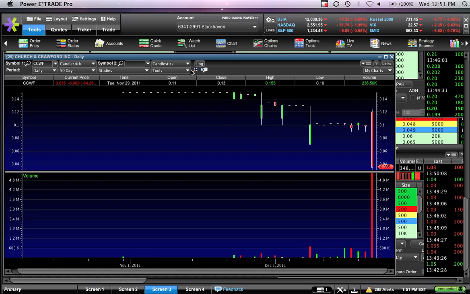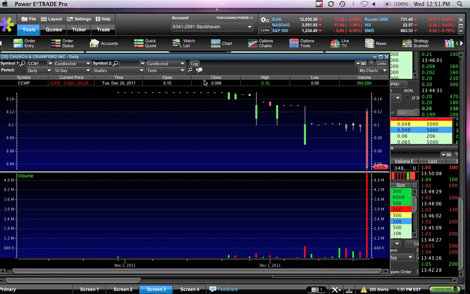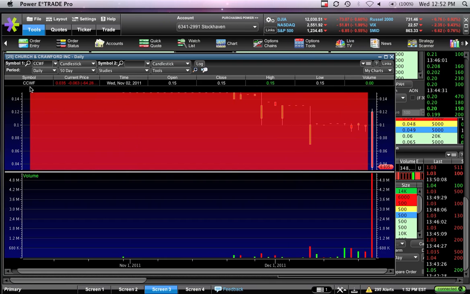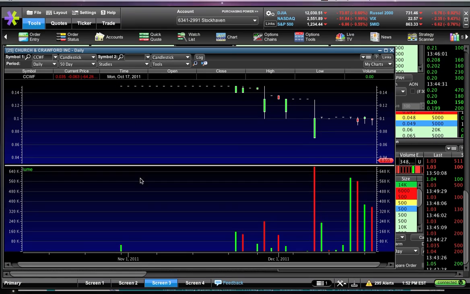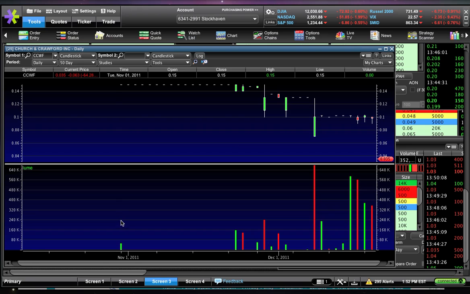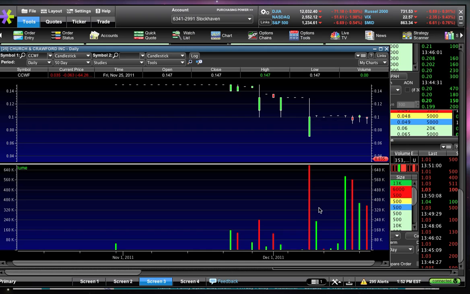What you want to be doing is comparing volume to previous volume. So here we'll use the example with CCWF, Church and Crawford Incorporated. We're looking at a 50-day chart. As you can see down here, it really didn't trade that much volume the last 50 days.